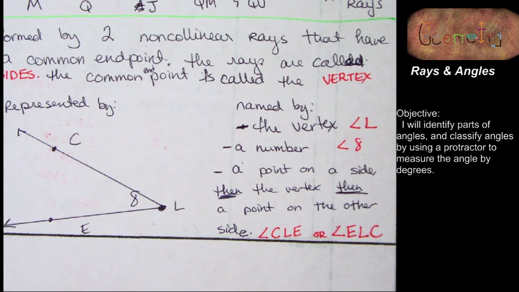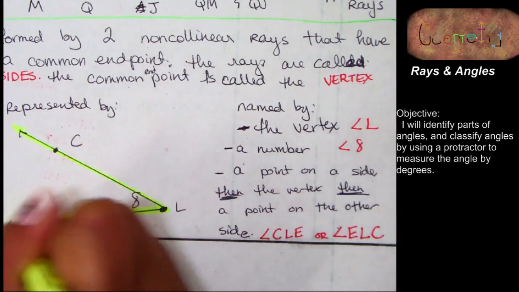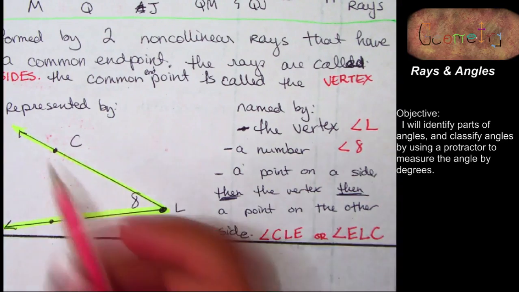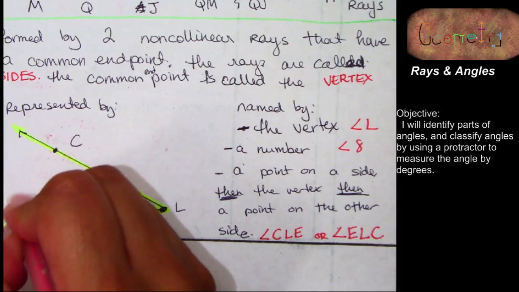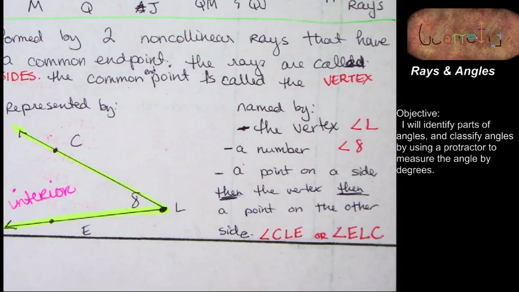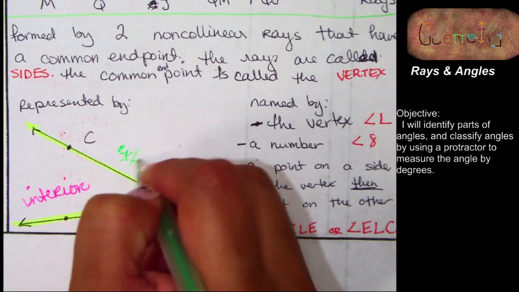Okay. The last thing to comment about angles is that angles, when you draw them, cut whatever surface you've drawn them on into 3 distinct locations. An angle cuts it into whatever is on the angle. It cuts it into the interior of the angle, the stuff that's inside the angle. And then it cuts it into stuff that's outside the angle.